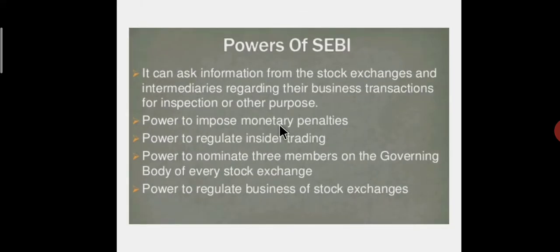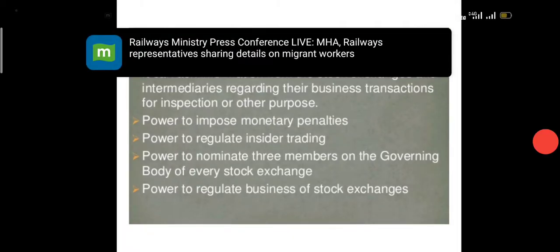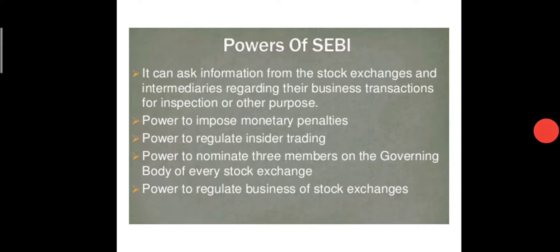As far as the powers of SEBI are concerned, SEBI can ask for information from the stock exchanges and intermediaries regarding their business activities and transactions for inspection or other purposes. It has the power to impose monetary penalties if there are activities which are fraudulent in nature, bad in law, done with bad motives, and not in the interest of the shareholders and investors. Then SEBI has the power to regulate insider trading, which must also be controlled by SEBI.